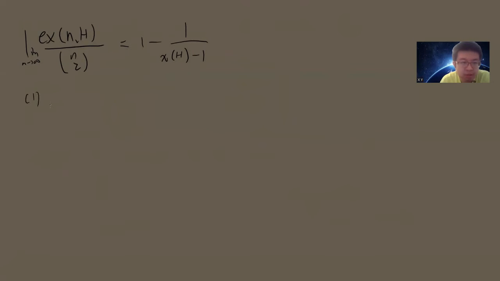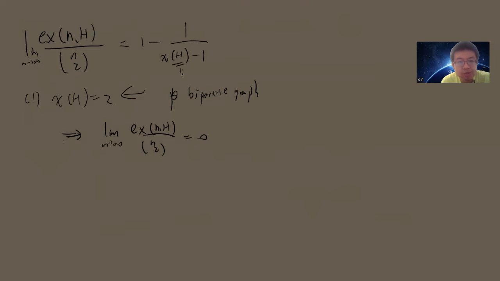Say when chi of H is 2, so basically you can use 2 colors to color your graph. This means that your graph is a so-called bipartite graph, because you can use 2 colors, let's say red and blue, and there are no edges connecting vertices of the same color. So this means the following: the limit of this number over n choose 2 is 0 as n goes to infinity, because now chi is 2.